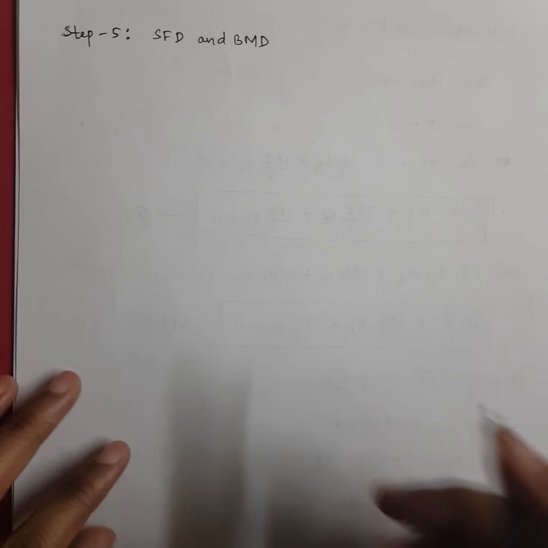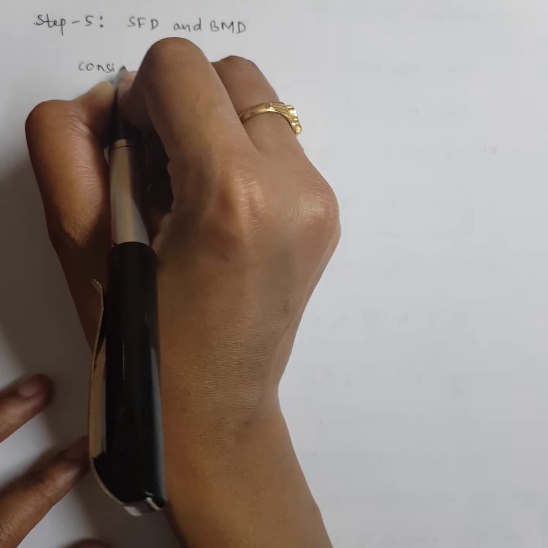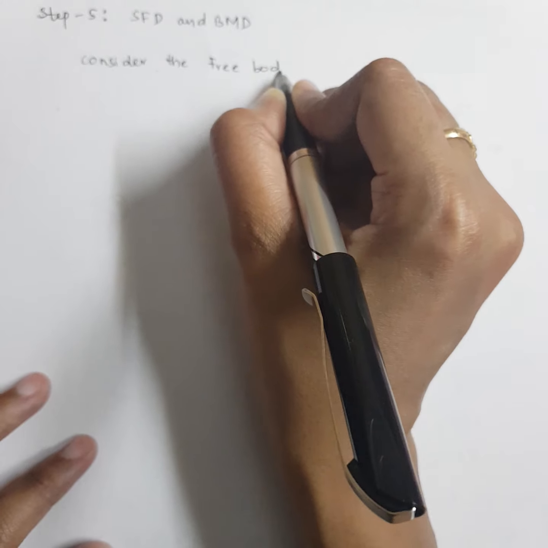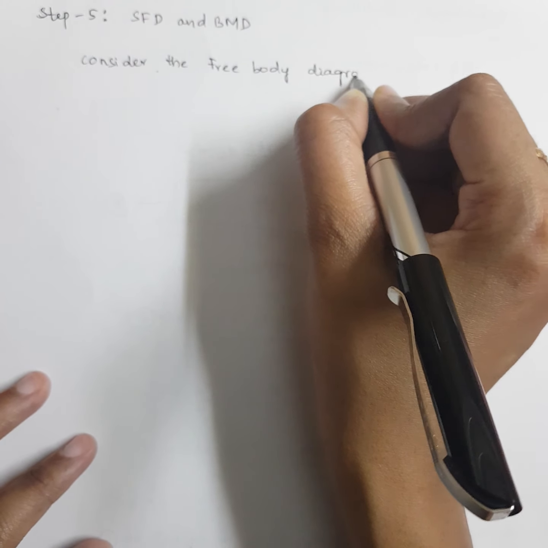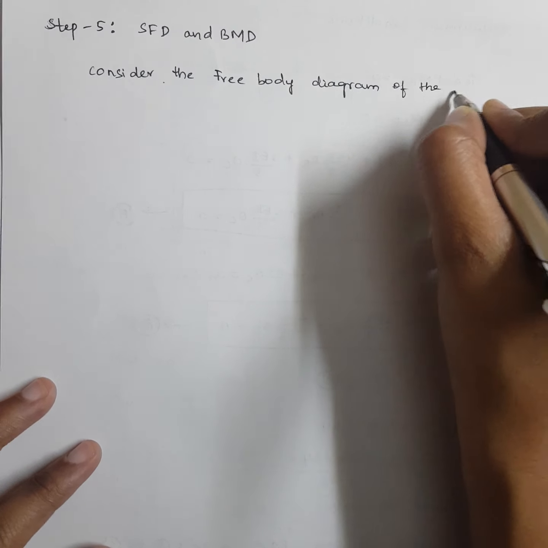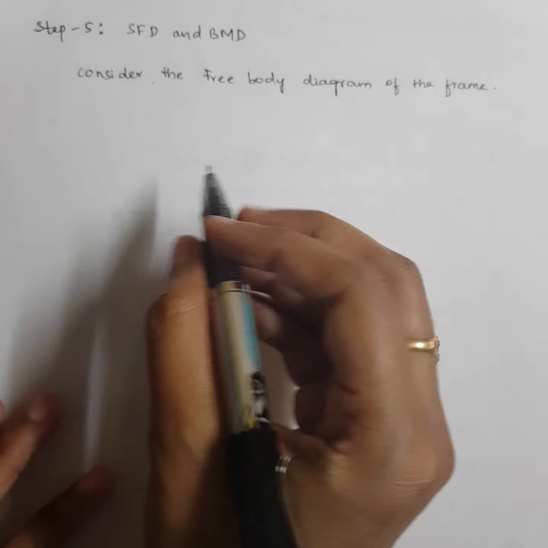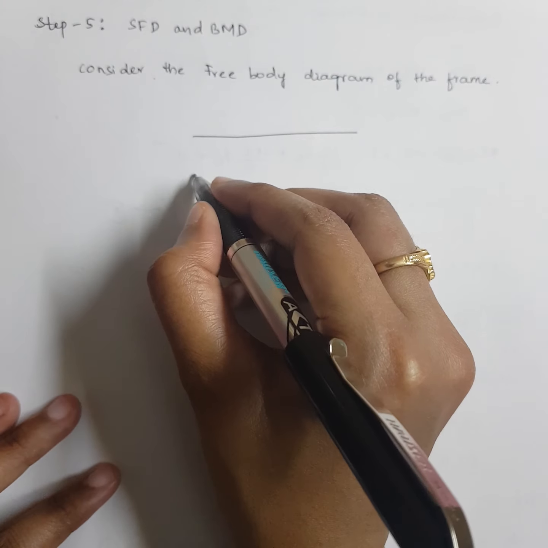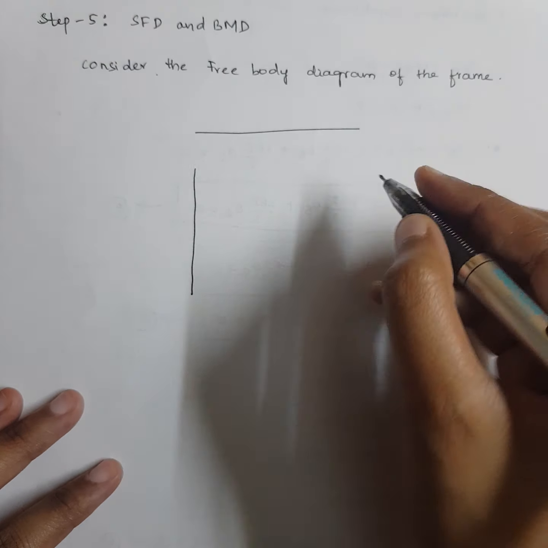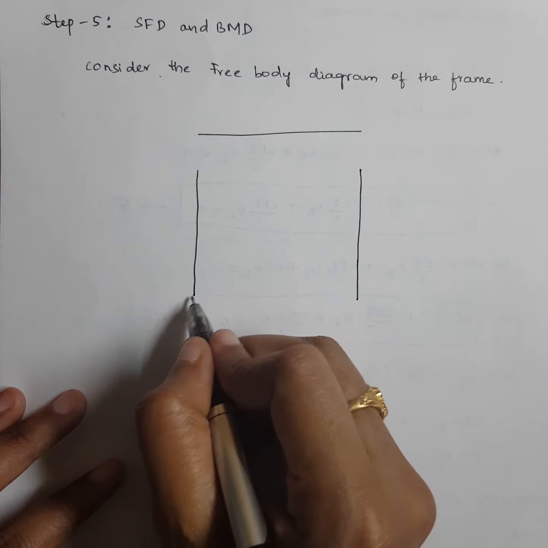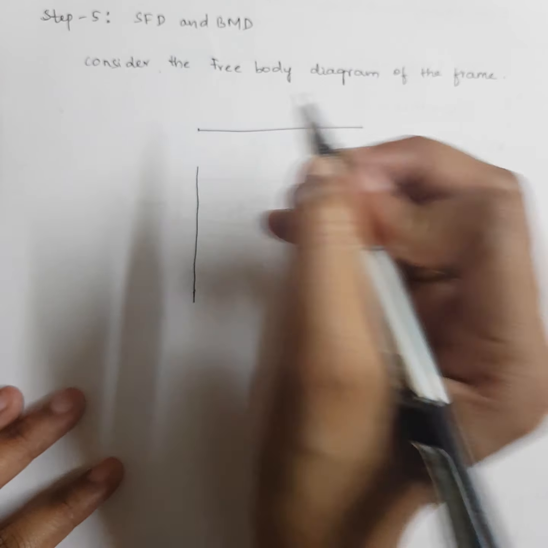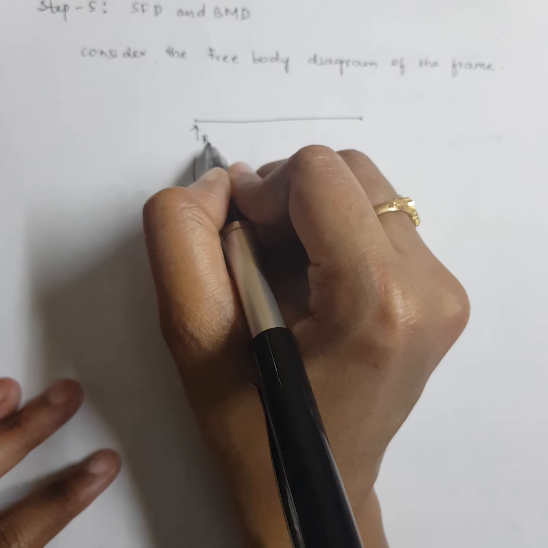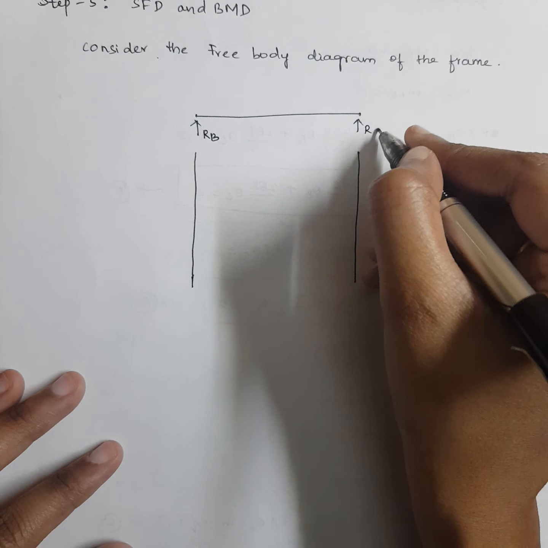So step 5, first you have to write, consider the free body diagram of the frame. Okay, we'll draw this by parts. I'll draw the free body diagram. So this is for BC, and I'll take a little space and draw for AB and for CD. Now for BC, let's say this is RB, this is RC.